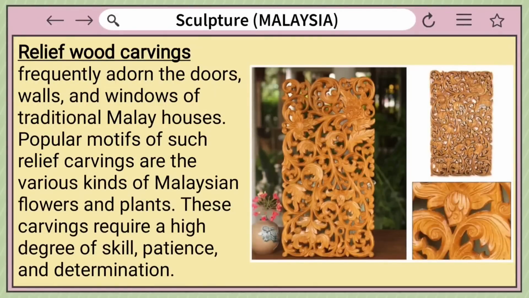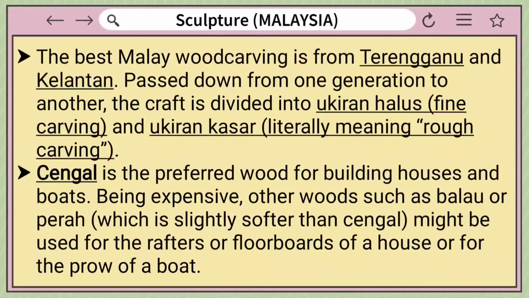They also have relief wood carvings which frequently adorn the doors, walls, and windows of traditional Malay houses. Popular motifs of such relief carvings are the various kinds of Malaysian flowers and plants. These carvings require a high degree of skill, patience, and determination. The best Malay wood carving is from Terengganu and Kelantan, passed down from one generation to another. The craft is divided into ukiran halus, fine carving, and ukiran kasar, literally meaning rough carving.